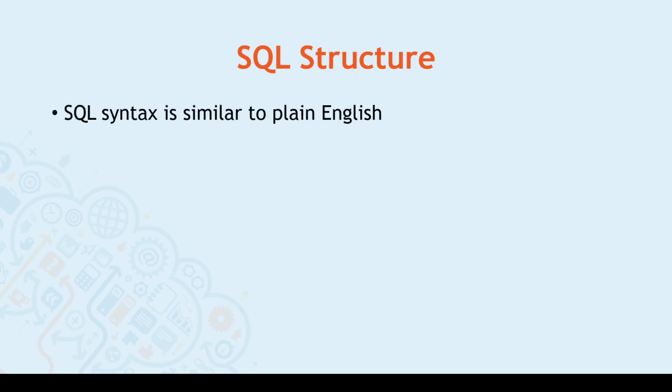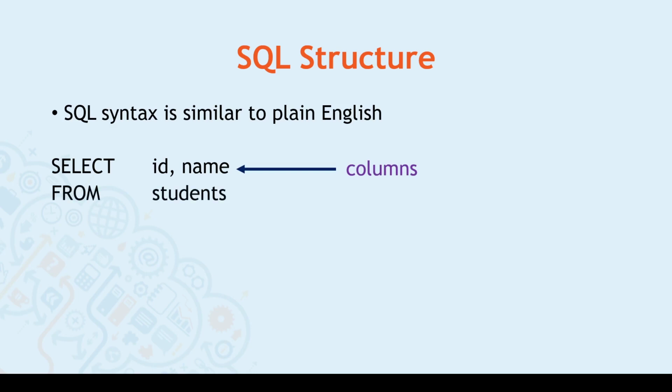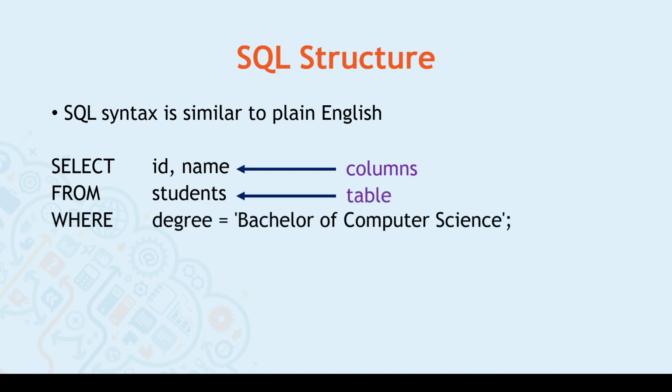An SQL query is divided into three main clauses. We have the select clause, which specifies the columns we want to select. We have the from clause, which specifies the table we are selecting from. And we have the where clause, which specifies the filters that we are using for our search.